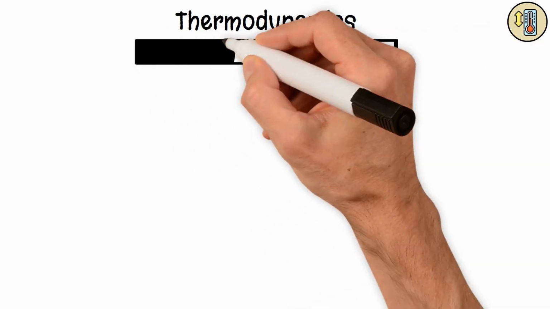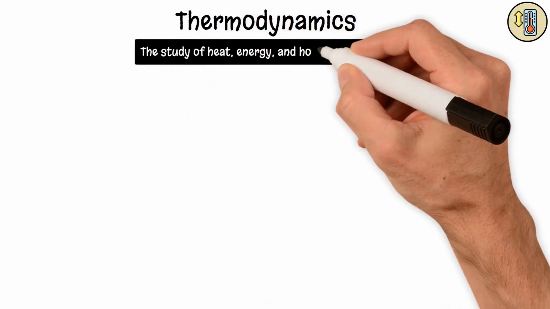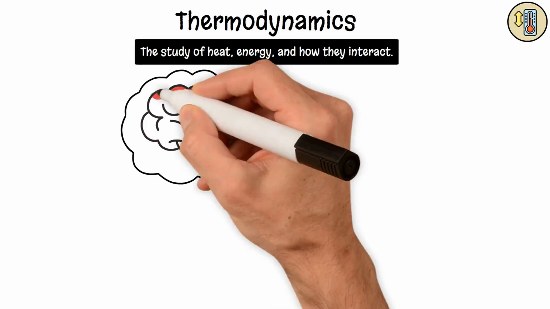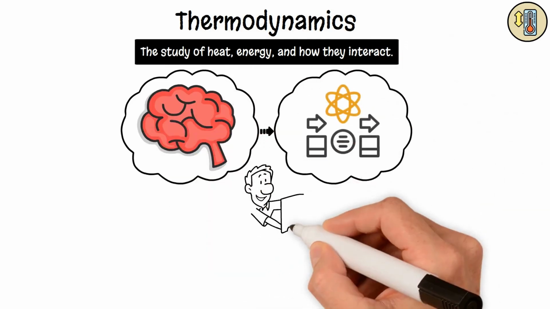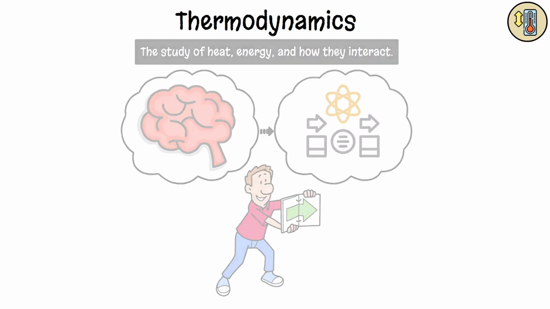Thermodynamics. Thermodynamics is the study of heat, energy, and how they interact. It's all about understanding how energy is transferred from one place to another and how it changes form. Let's look at a few examples to make things clearer.